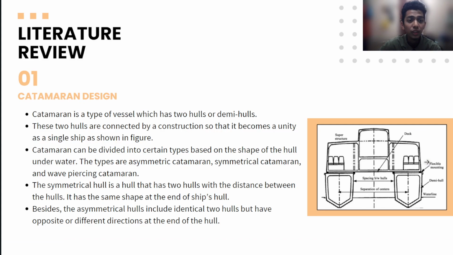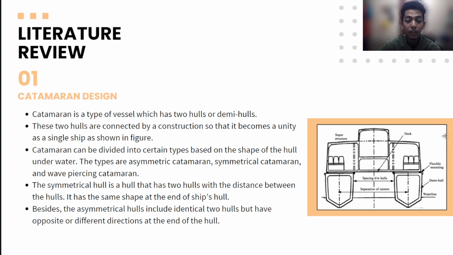Next, we move to literature review. For part 1, catamaran design. A catamaran is a type of vessel which has two hulls or demi-hulls. These two hulls are connected by a construction so that it becomes a unity as a single ship, as shown in the figure here. Catamarans can be divided into certain types based on the shape of the hull underwater.